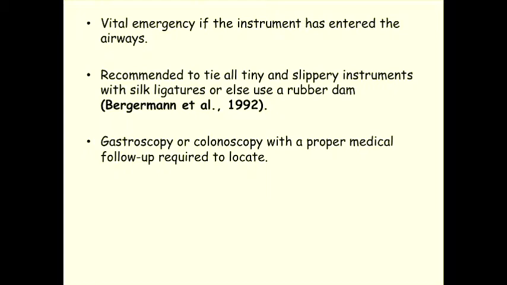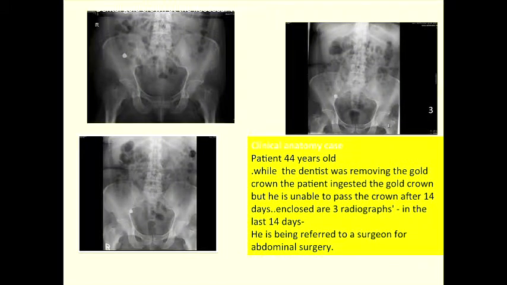Vital emergency if the instrument has entered the airways. Recommend to tie tiny and slippery instruments with silk. That is the best way. Put a big, long dental floss on it, and you're safe. No matter what happens, if it slips, you can always pull it back. Even if it went to the tongue, they really recommend that, because the alternative is gastroscopy or colonoscopy for the patient.